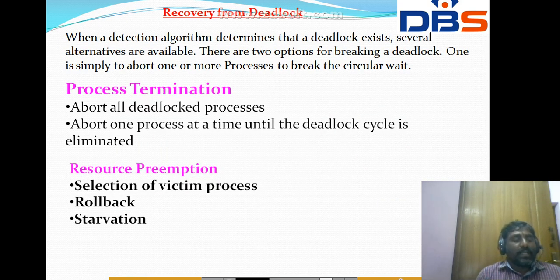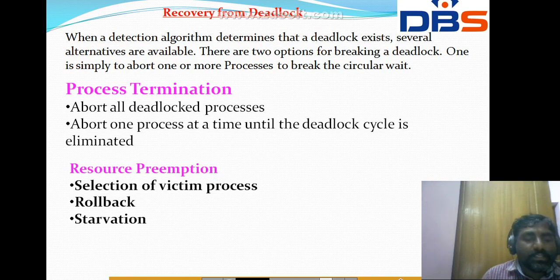So next one is deadlock recovery, that we can say recovery from deadlock. How are we going to recover from the deadlock? When a detection algorithm determines that a deadlock exists, several alternatives are available. There are two major options for breaking the deadlock. One is simply to abort one or more processes to break the circular wait condition. The other is to preempt some resources from one or more of the deadlocked processes. These two are the major recoveries.